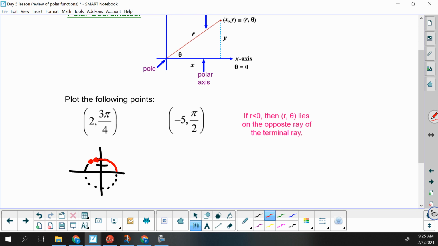Now, if you have a negative radius, it sends it to the opposite ray. So pi over 2 would be right here. But because we go negative 5, it's negative, so we go in the opposite direction. So we actually end up going down. Because of that, there's always 2 ways you can write polar coordinates. So we could have done negative 5, pi over 2, or that's the same location as positive 5, 3 pi over 2. Both of those will get us to the same spot. The negative is when you send it through to the other side.